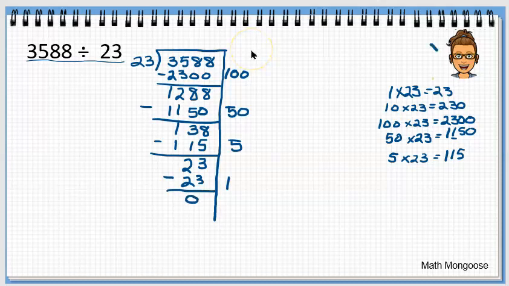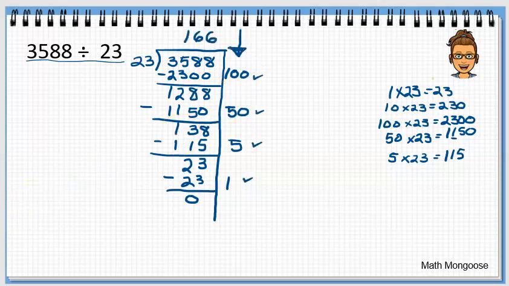Okay, so now you may ask, how do we find the answer? We have to look in this column that we're looking for. What to do is add these down here. So we get 155. 100 plus 50 plus 5 is 155, plus 1 is 156.